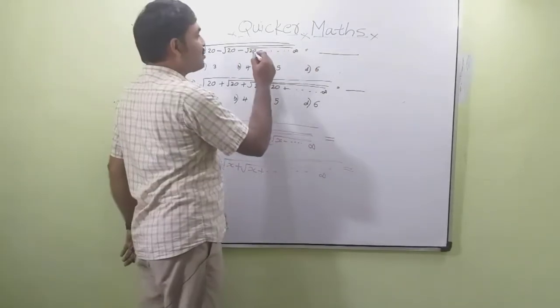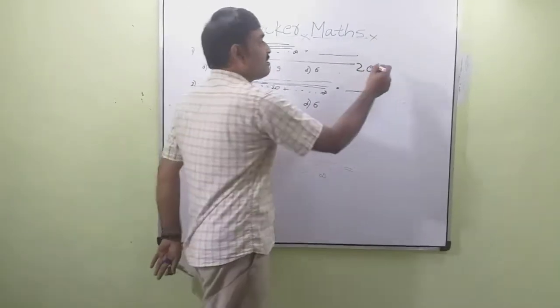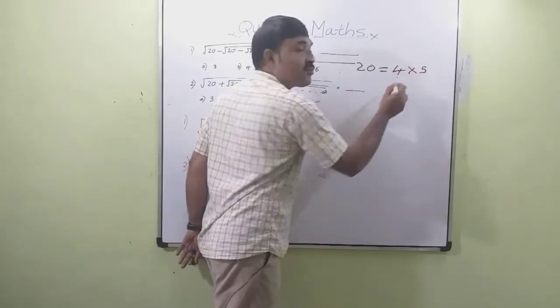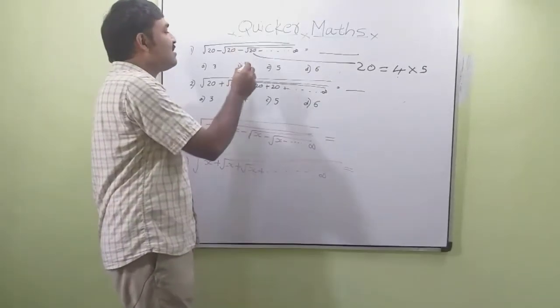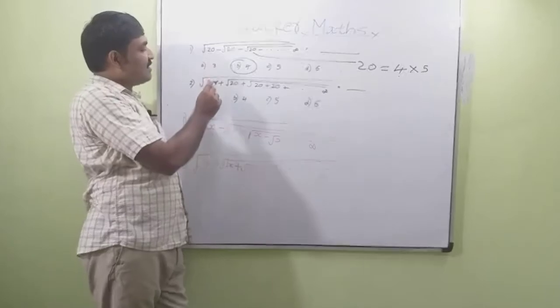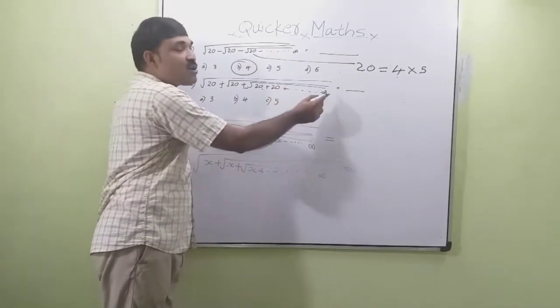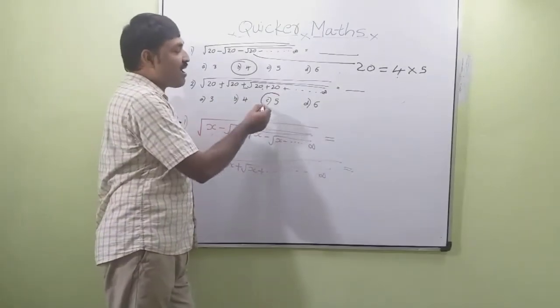I can write this 20 as the product of two consecutive numbers. That is, 20 is equal to 4 into 5, the product of two consecutive integers. So the answer of this is 4. Now, instead of minus, in this question, this is plus, and this goes up to infinity. Then the answer is 5.